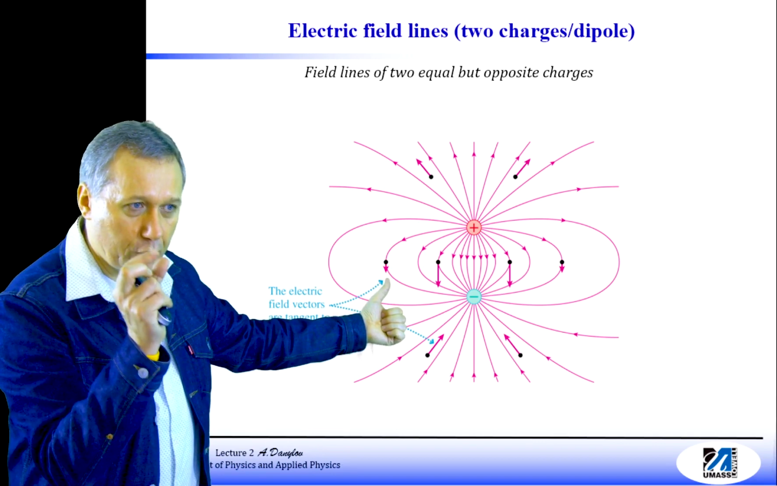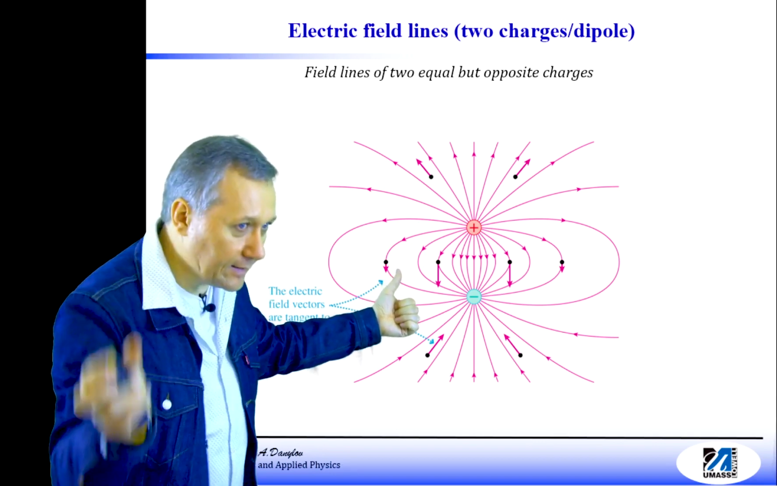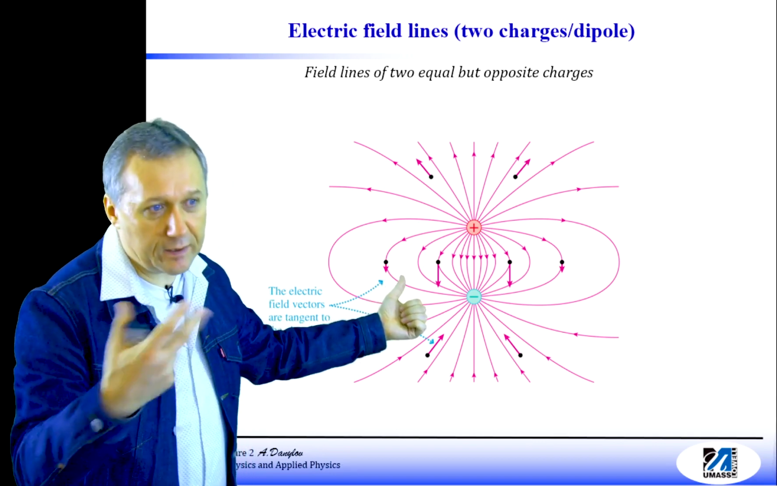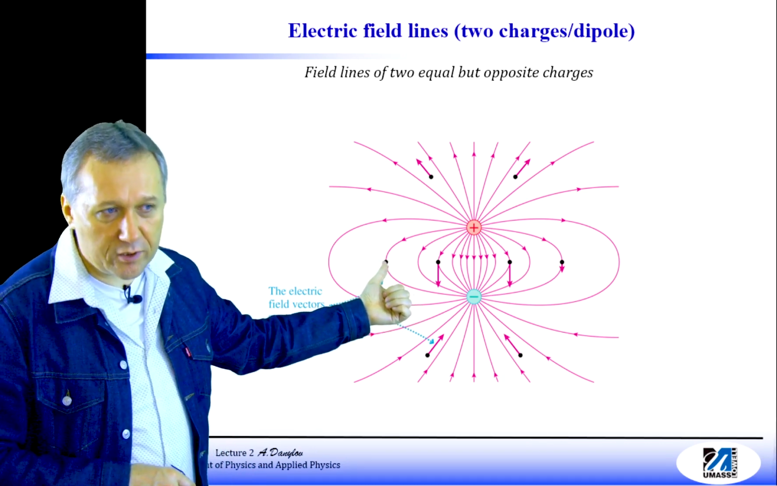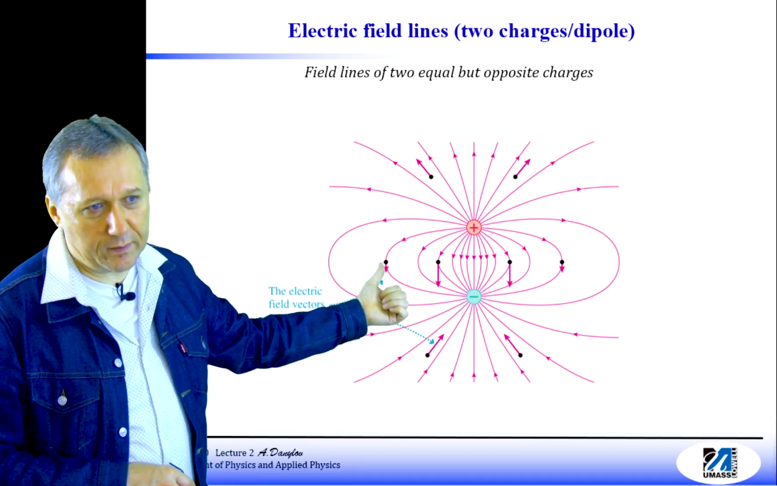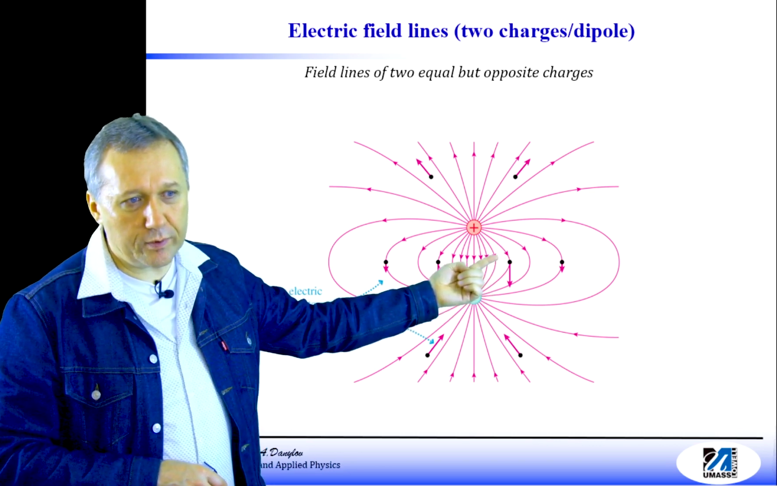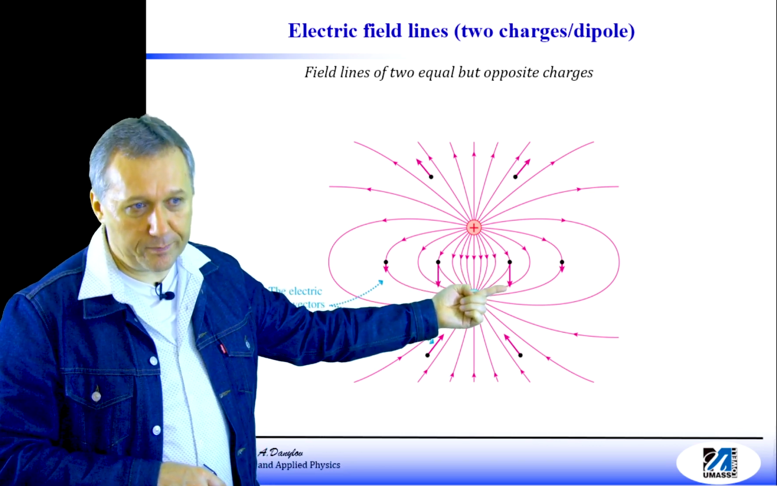You see, I use two terms, electric field line and electric field. Electric field, it's a vector, right? Okay, so the electric field is tangent to the electric field line, right? Or this point, again, you see, it's tangent.